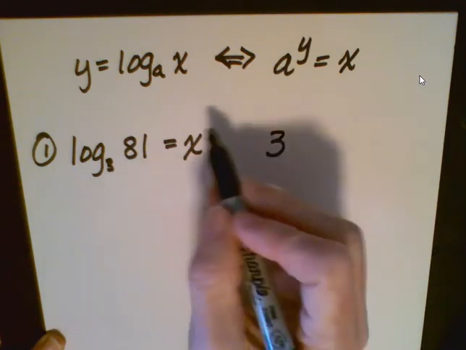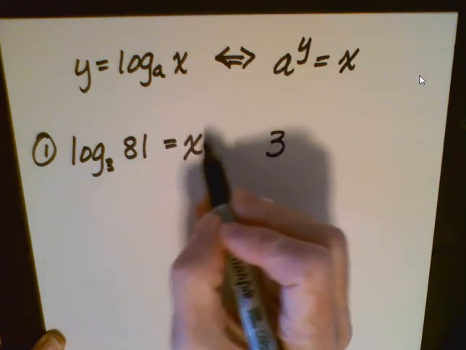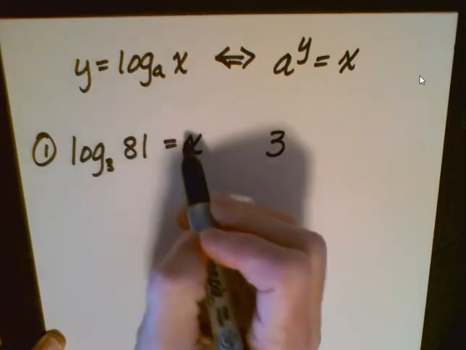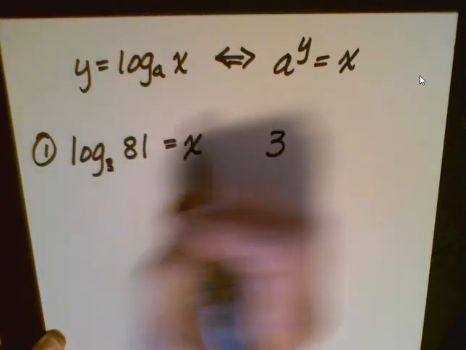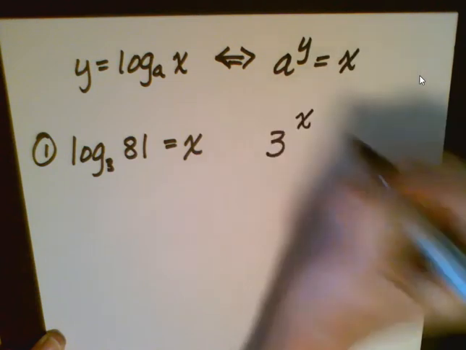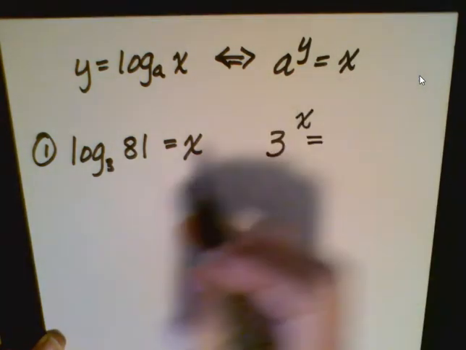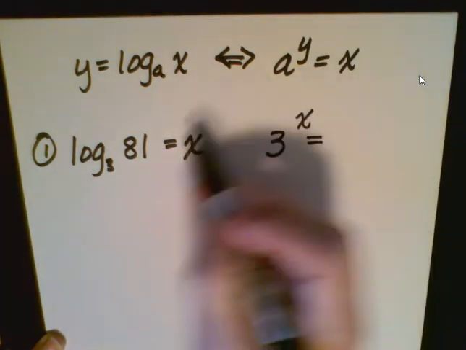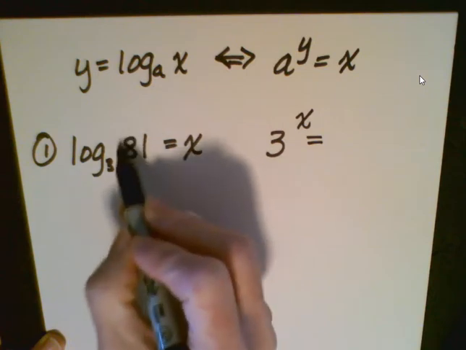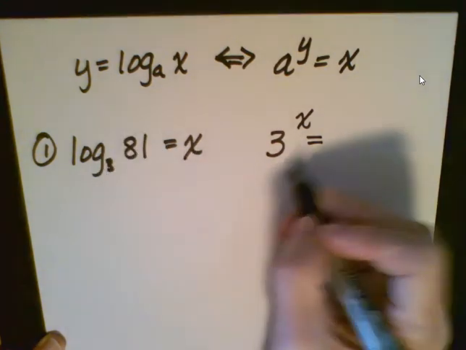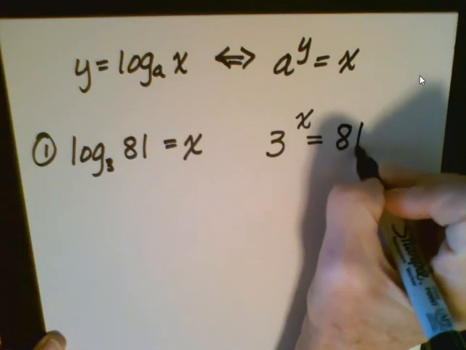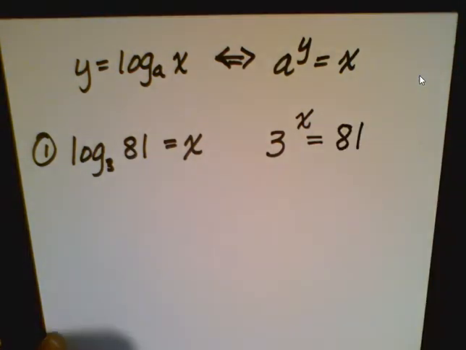3 to the, here I've written it as an x, right? I can change the variable. Here it's a y, but what we're equal to is x. So 3 to what power? 3 to the x power is equal to, and then it says just whatever x was. Well, x was this 81. I'm taking the log base 3 of 81. 3 to the x equals 81. And now we have an exponential.